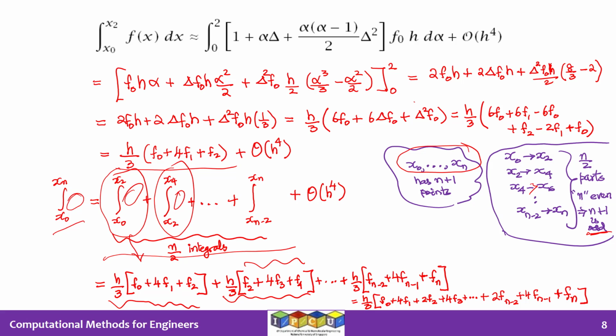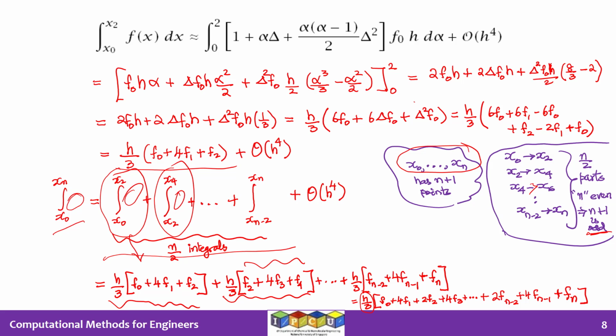If you had an even number of data points in your table, then we have to have a combination of Simpson's one-third rule with the trapezoid rule or some other things, right? So there are many ways of doing it. But if you just focus on purely Simpson's one-third rule, it is readily applied when you have an odd number of data points. So that's one thing.